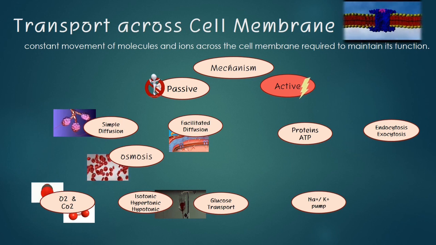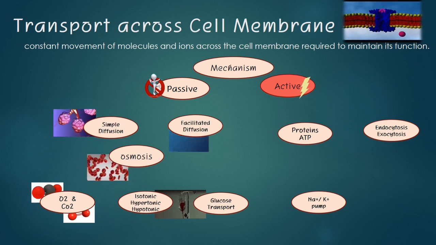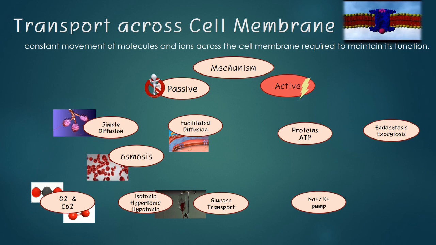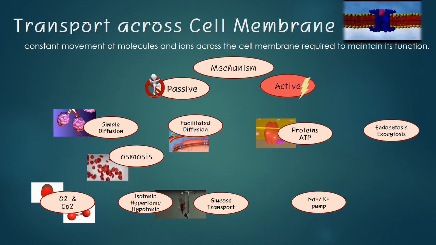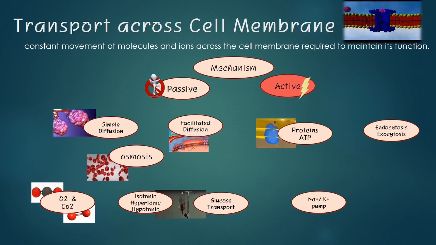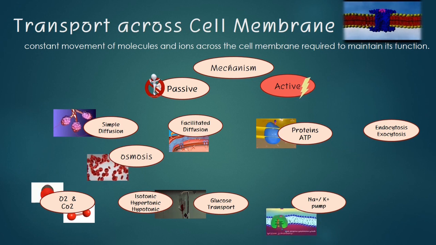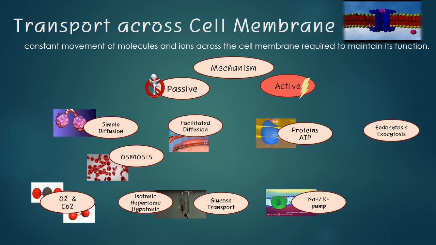Looking at the right side of the illustration, active transport is carried on with the expense of energy, and this is best represented by cellular respiration that requires ATP, or the adenosine triphosphate molecule. Not to forget the famous sodium and potassium pump.